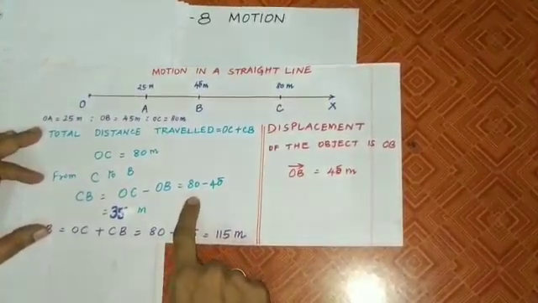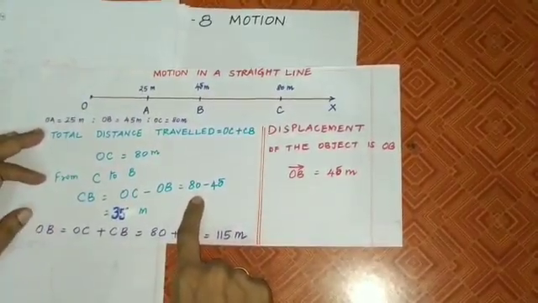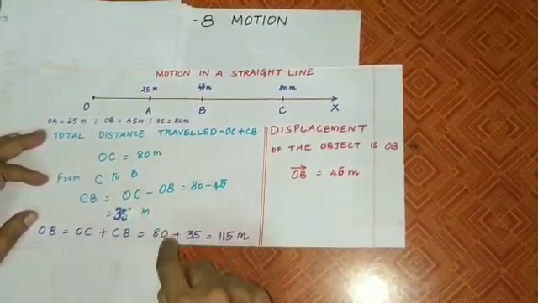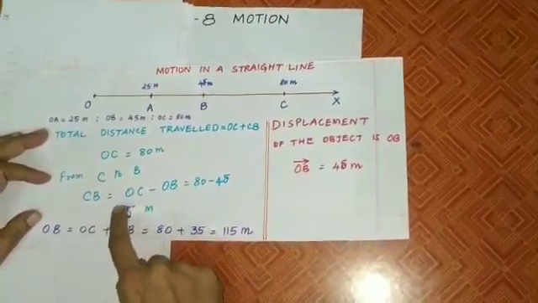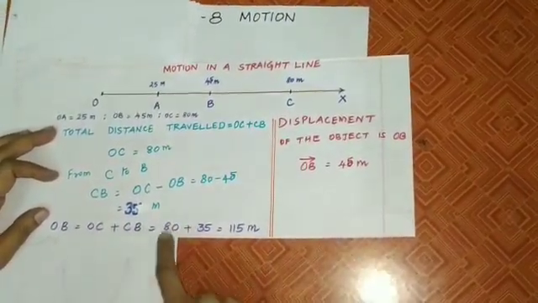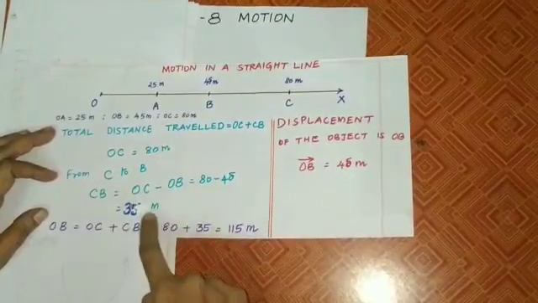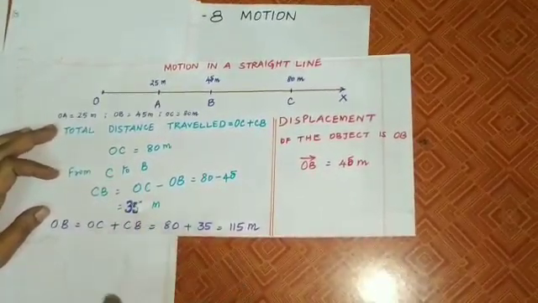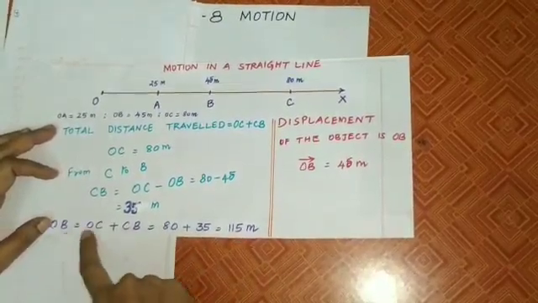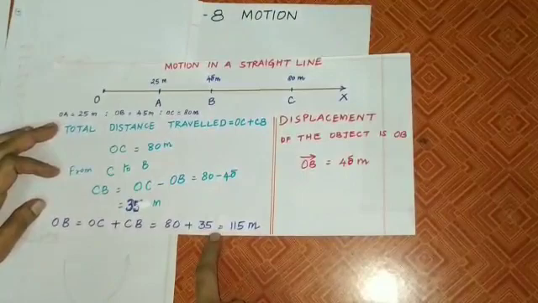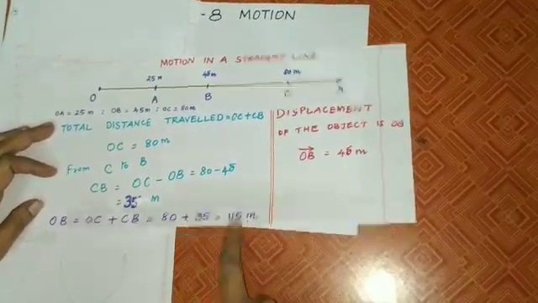So, now we have found out that here the total distance travelled is equal to OC plus CB. So, OC is 80 meter. From C to B it is 35 meter. So, the distance travelled by the object is 115 meter.